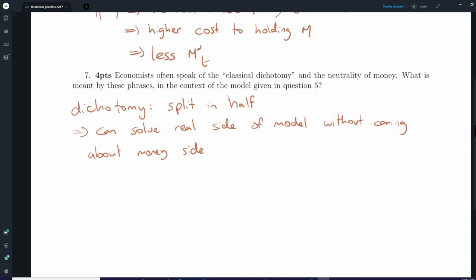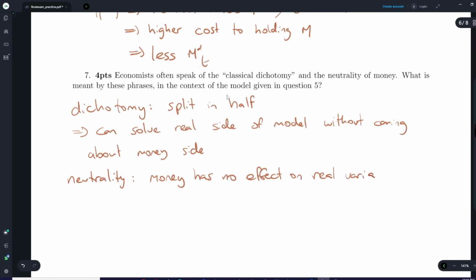So this is classical dichotomy. Money neutrality means that money has no effect on real variables, right? Money being neutral means that money only affects nominal variables and no real variables. And that's exactly what's true in this model, right? But yeah, this is just a bad question. It's really just trying to get definitions, but it's dressed up like a much fancier question and sort of probably misleads students in terms of answering it. I would not expect to see this one on a real final exam.